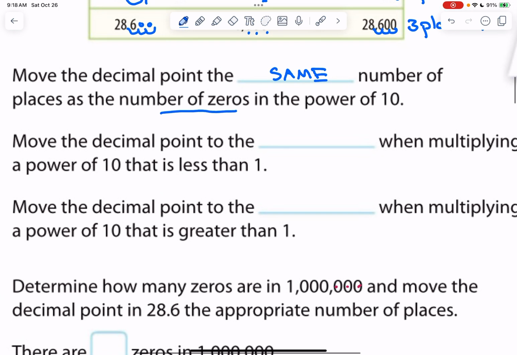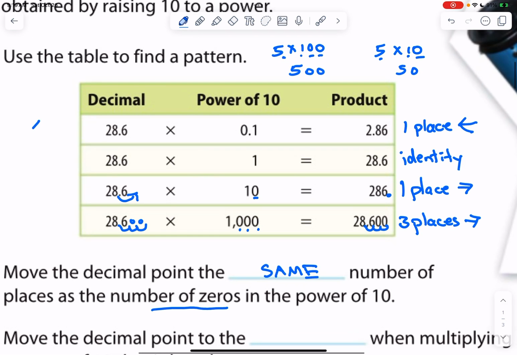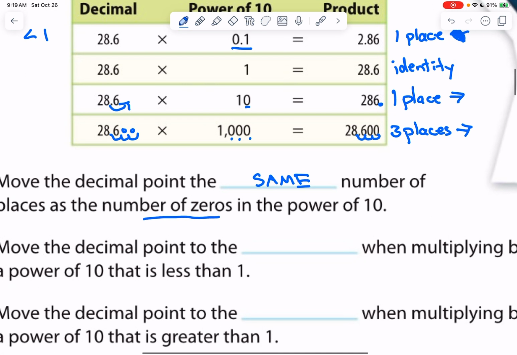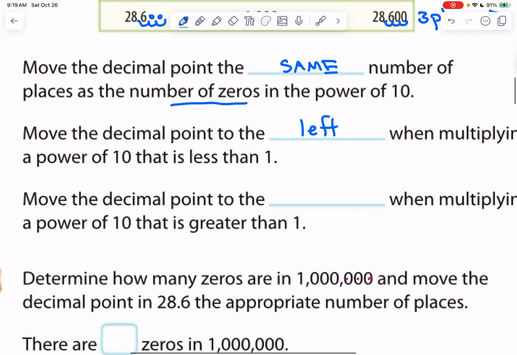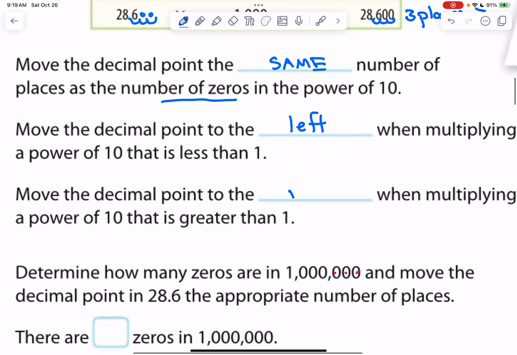Okay, we move the decimal point to the what when multiplying by a power of 10 that is less than 1. So here's our example of less than 1. Remember, 0.1 is less than a whole, and we moved the decimal, in this case, 1 place to the left. Okay, to the left if our power of 10 is less than 1.